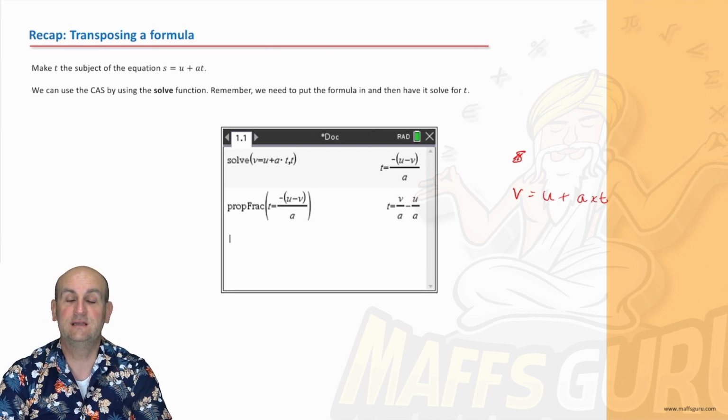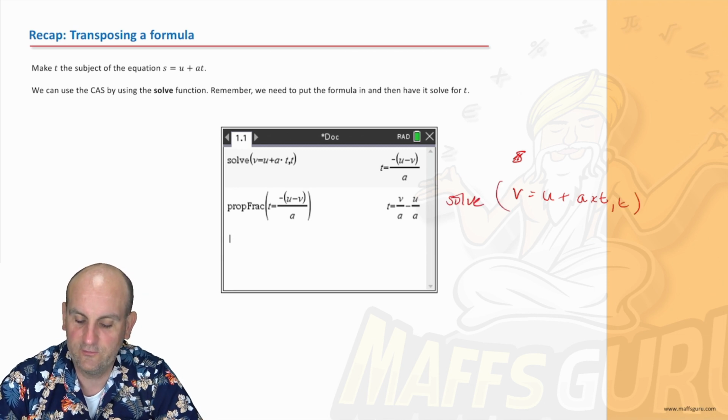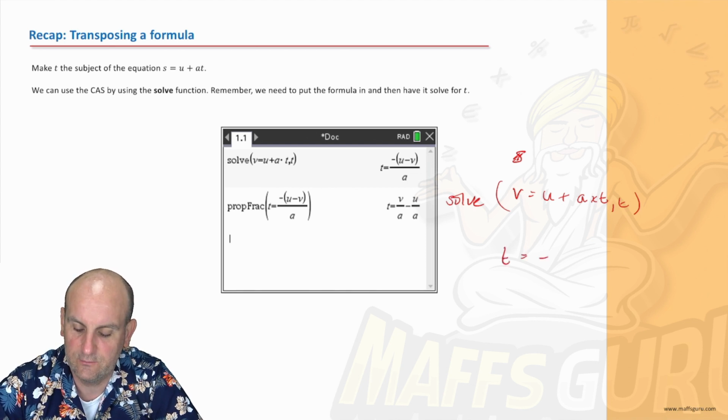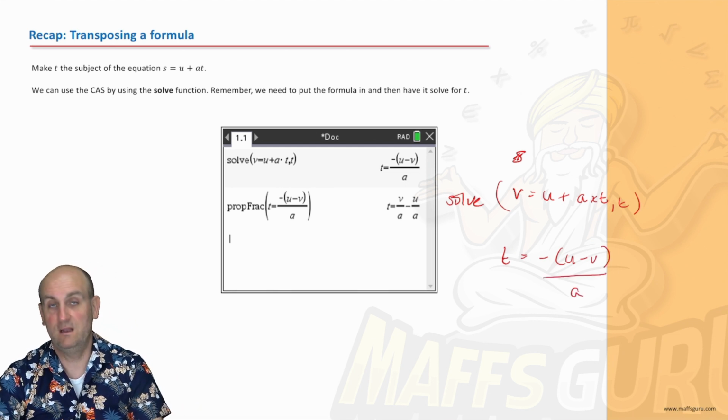It actually, funnily enough, reads that as the word "at." Very weird, but it's just a dumb piece of machinery. Then you put the comma T because we want to solve it for that, and obviously you enclose it in a solve. Now what you notice there is you get the answer as T equals minus U minus V all on A. Is that the same as I got before? Believe it or not, yes.